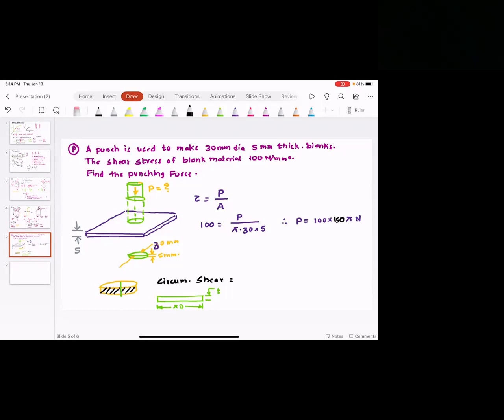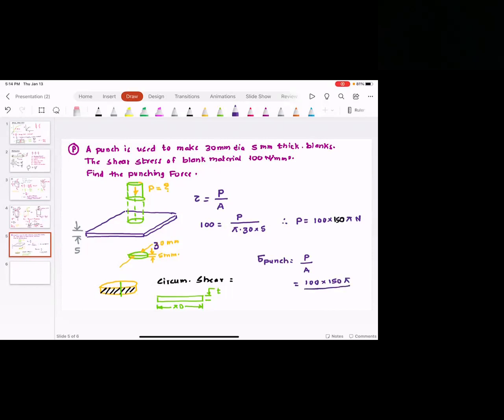What type of stress would be generated in the punch itself? It would be compressive. Remember, it's a normal stress, but it's compressive. It's not tensile, it's compressive. So that stress, sigma punch, is equal to P divided by A, which is 100 times 150 times pi divided by, what would be the area?